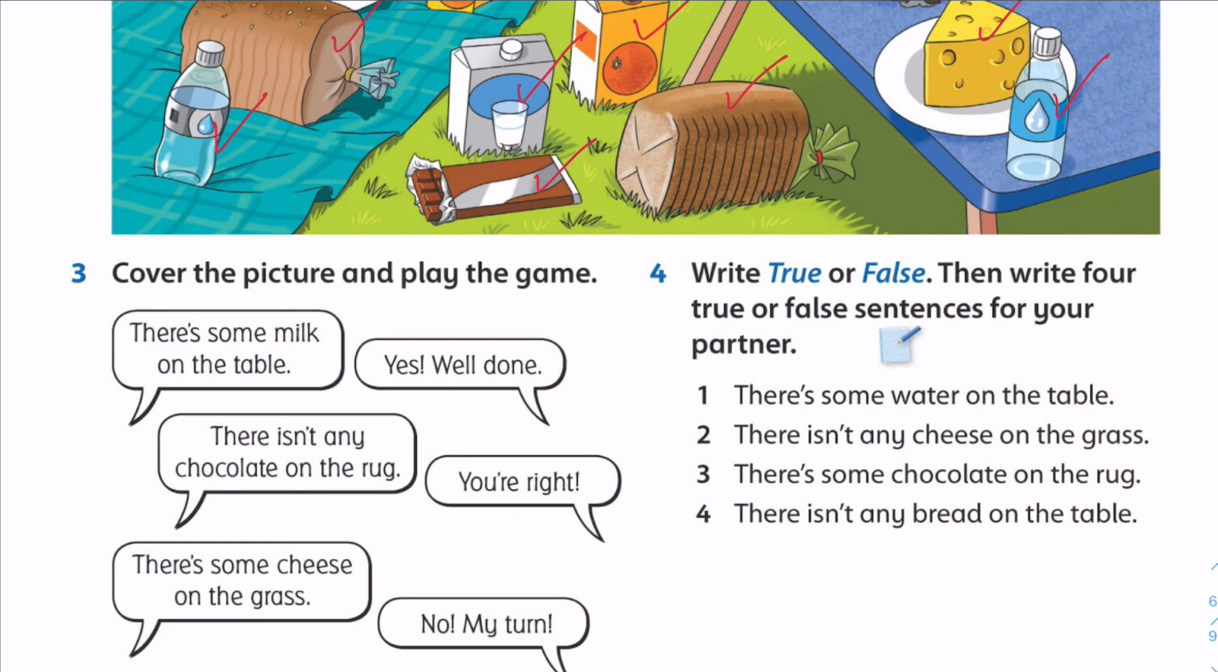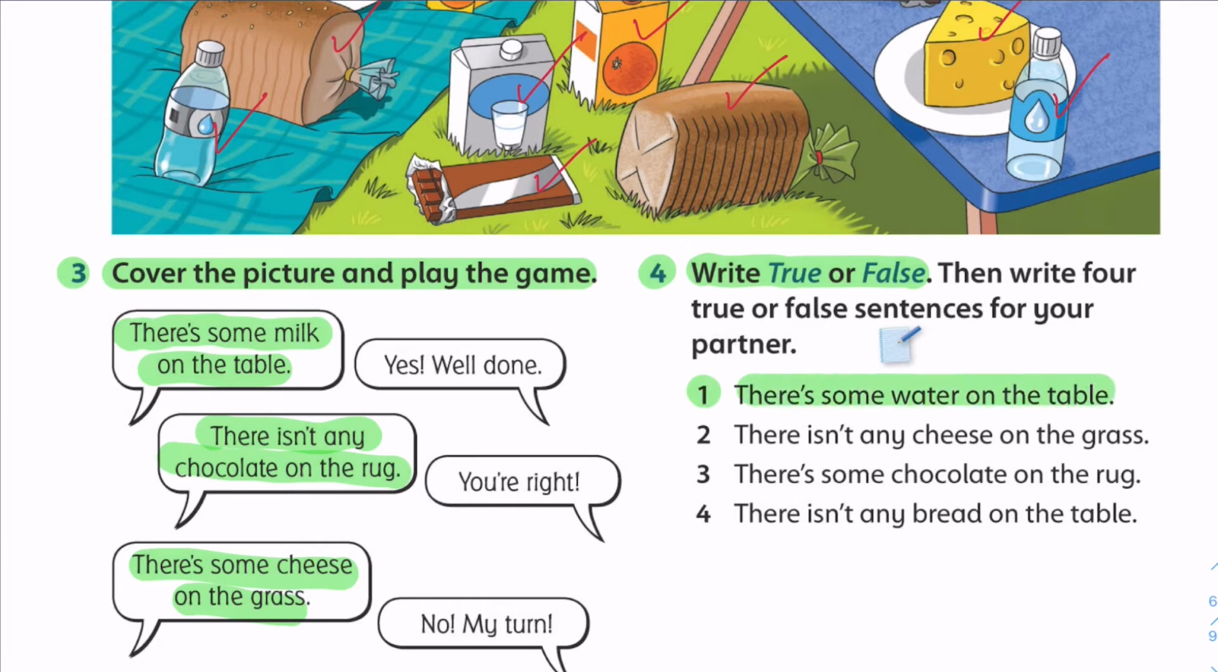Moving on to the third part of today's lesson. In this part, you practice making sentences by yourself. Sentences such as, there's some milk on the table. There isn't any chocolate on the rug. And there's some cheese on the grass. Now moving on to part 4. Let's look at the picture, read the sentences, and write true or false.